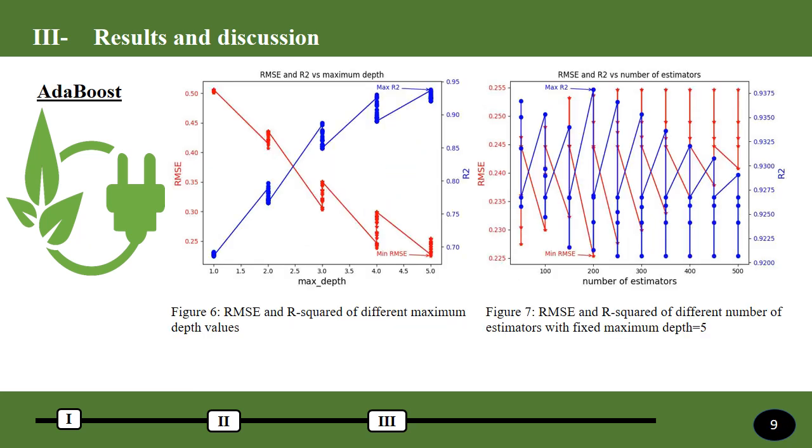For the AdaBoost model, the same methodology was applied. The figure on the left presents the obtained root mean square error and R squared for each AdaBoost model created inside the loop, considering maximum depth as a parameter. As we can see, the minimum root mean square error with the maximum R squared corresponds to the maximum depth equal to 5. After we fixed this parameter, we obtained the figure on the right considering number of estimators as a parameter. The minimum RMSE with the maximum R squared corresponds to the number of estimators equal to 100.